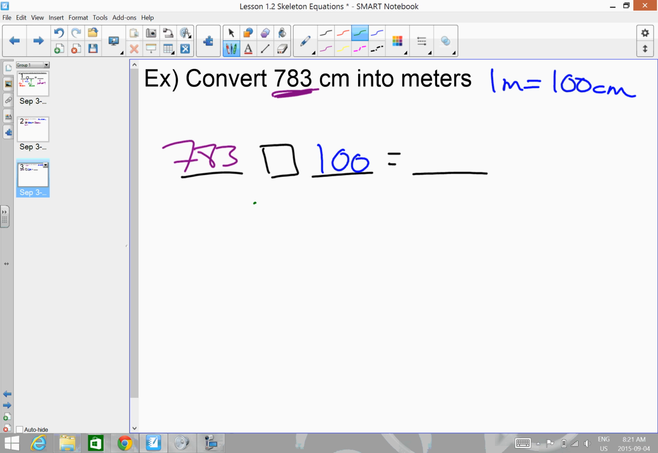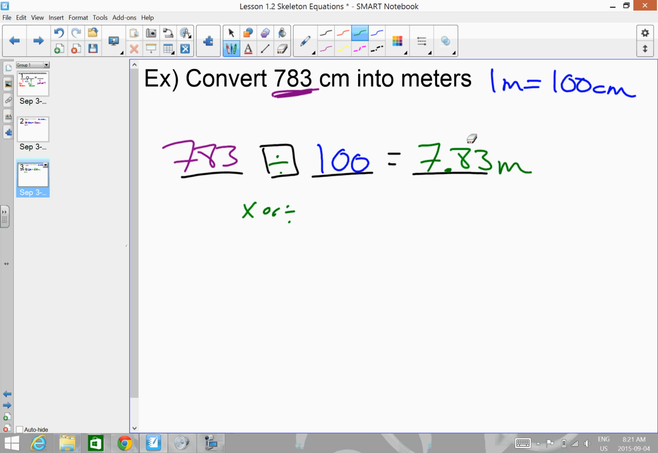And in the middle there, it's multiply or divide. So this time, we're going from a small unit to a bigger unit, because a centimeter is smaller than a meter. So when we're switching to a bigger unit, we want the number to get smaller. To make the number smaller, we divide. So now we're going to go 783 divided by 100. It's 7.83 meters.